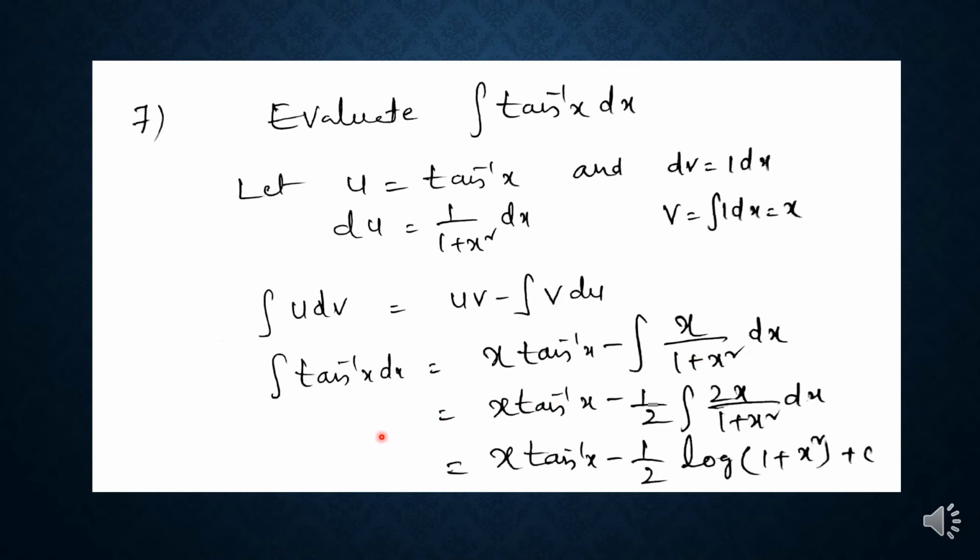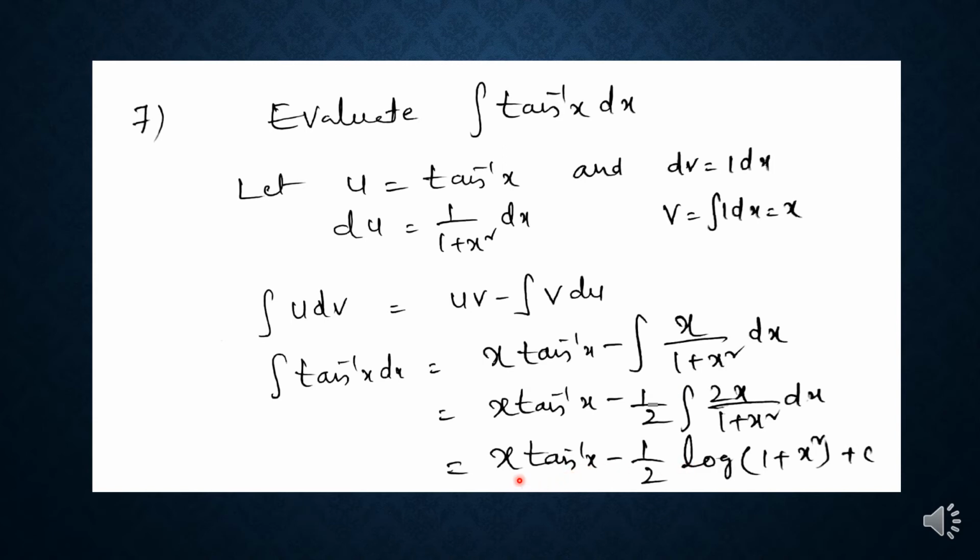So that can be written as x into tan inverse x minus, see here, this is in the form of f dash x by f of x. If the denominator 1 plus x square is f of x, then what is its derivative? We will get 2x, f dash x is equal to 2x. So in the numerator we have only x. To make it 2x, multiply and divide with 2. Then this becomes minus 1 by 2 into integral 2x divided by 1 plus x square dx.